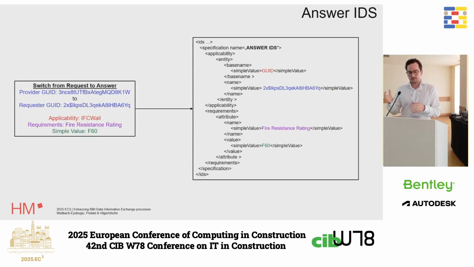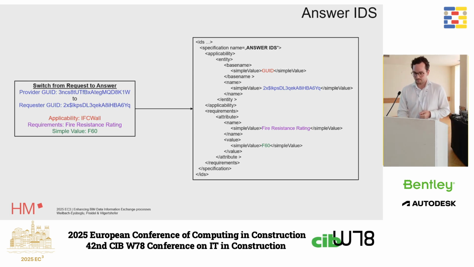Now, to transport this information back, we had to slightly adjust the usage of IDS, which is not initially designed to do pull requests or to act as an information container. We changed this IDS to an answer IDS, and we had to make two changes here. First, we swap out the GUID. We're not targeting the provider model, but the requester model, with the connection of the GUIDs, and we simply add this value F60 as another requirement to this attribute, fire resistance rating.